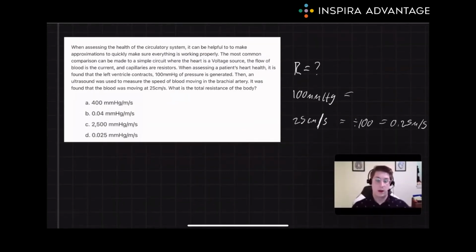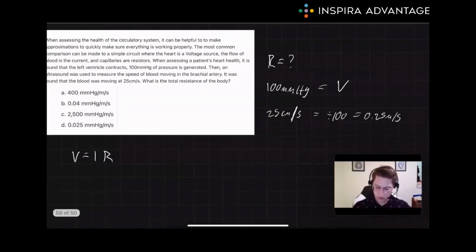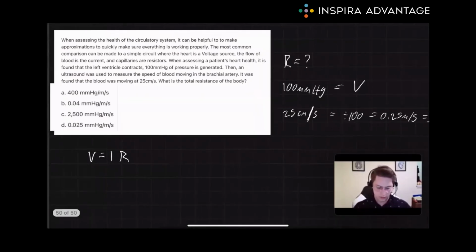After getting the units figured out, we can either try to just do division because that's how we get our units to match the answer, or we can call on other knowledge to see if there is an equation to use. Now, in this case, the equation is good old V equals IR. Twinkle, twinkle, little star, V equals IR. We know this because the question told us that the heart is a voltage source. Now we can just plug in our numbers. We know that the 100 millimeters of mercury is symbolically voltage. We're looking for resistance. We know our 0.25 meters per second is our I, this is our flow rate. So we'll just plug these in.